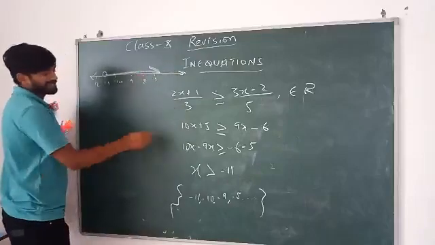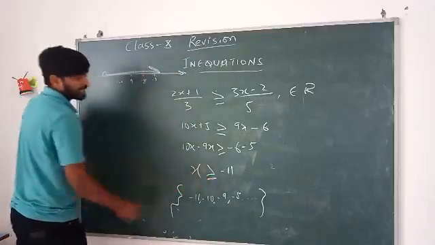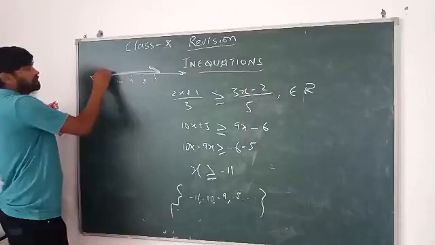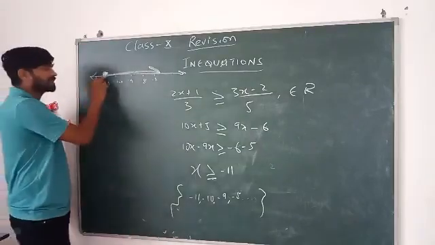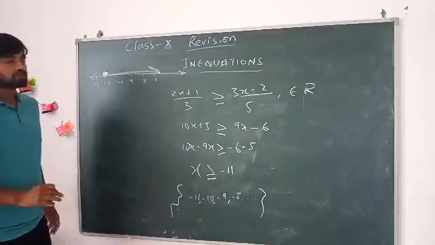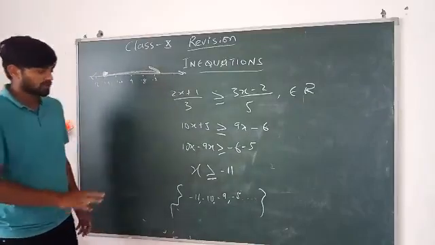But since it says greater than and equals to, you're going to darken this circle. You're going to darken this circle. It means this circle is also involved. Okay, so that's how you will be doing this.